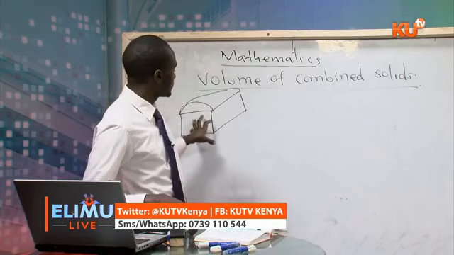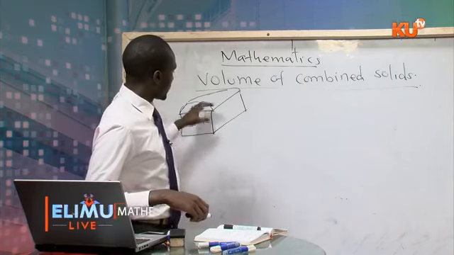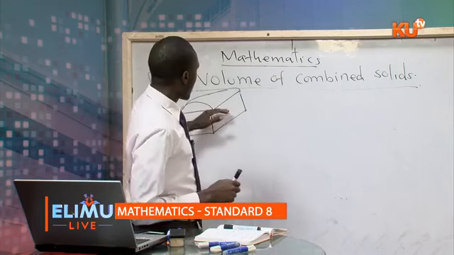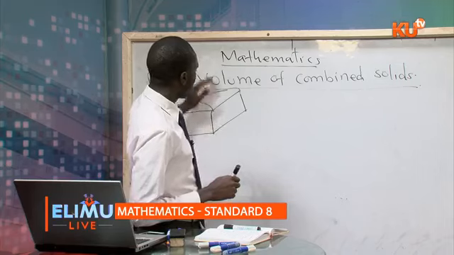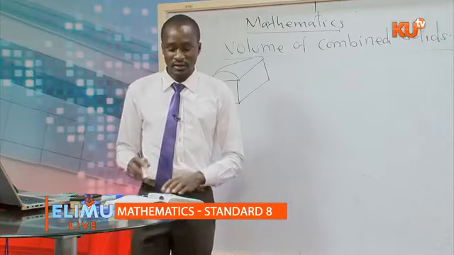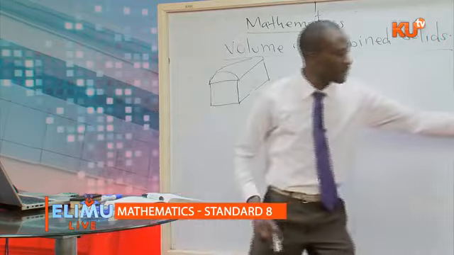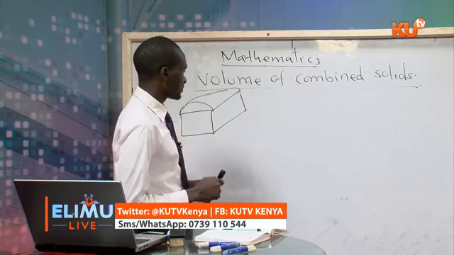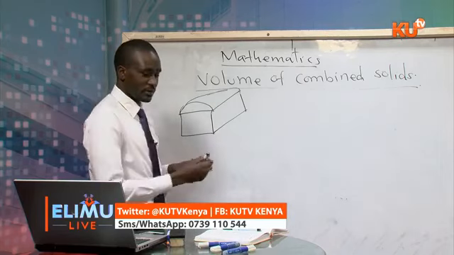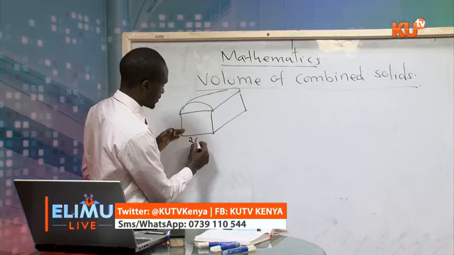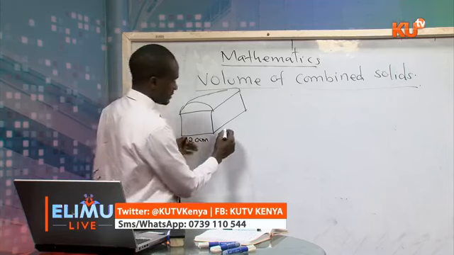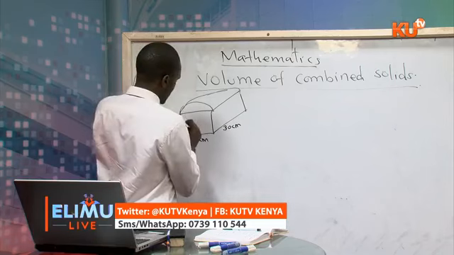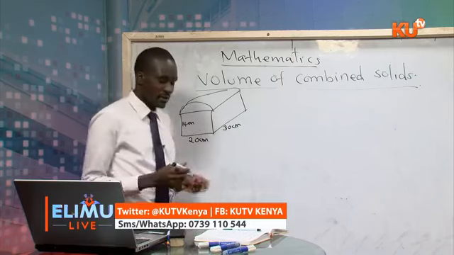So for this one, you must know there are two figures, the lower one and the upper one. The lower one, we have a cuboid. The upper one, we have a half a cylinder. So for this one, we won't take away, but we will add, because this one has been added to this one. Now if we take this loaf of bread, whereas here is 20 centimeter, this one is 30 centimeter, and this one here is 14 centimeter.